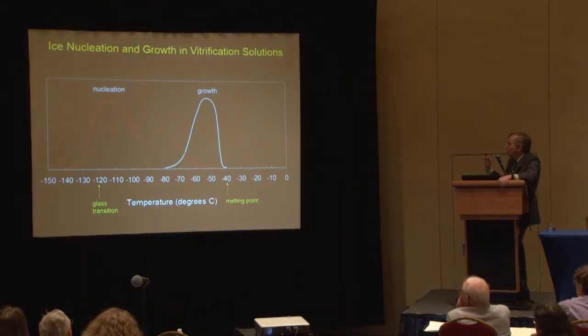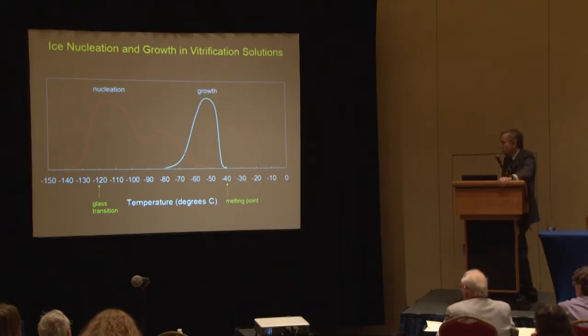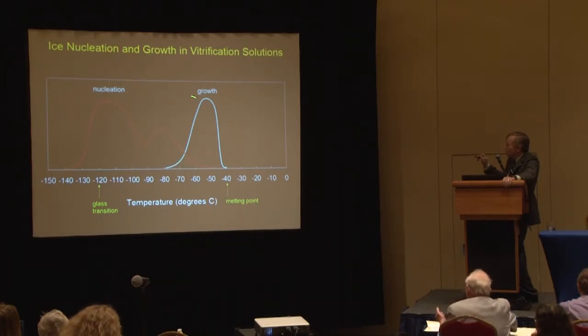So what you find for all these solutions, though, and what you always find, is that the temperature of maximum growth rate is always greater than the temperature of maximum nucleation rate. And it's because growth rate really is viscosity dependent, whereas nucleation rate is driven more thermodynamically and depends less on the viscosity of the solution. So when we're cooling a solution, we're only going to get ice formation in the overlap region of the growth and nucleation zones.